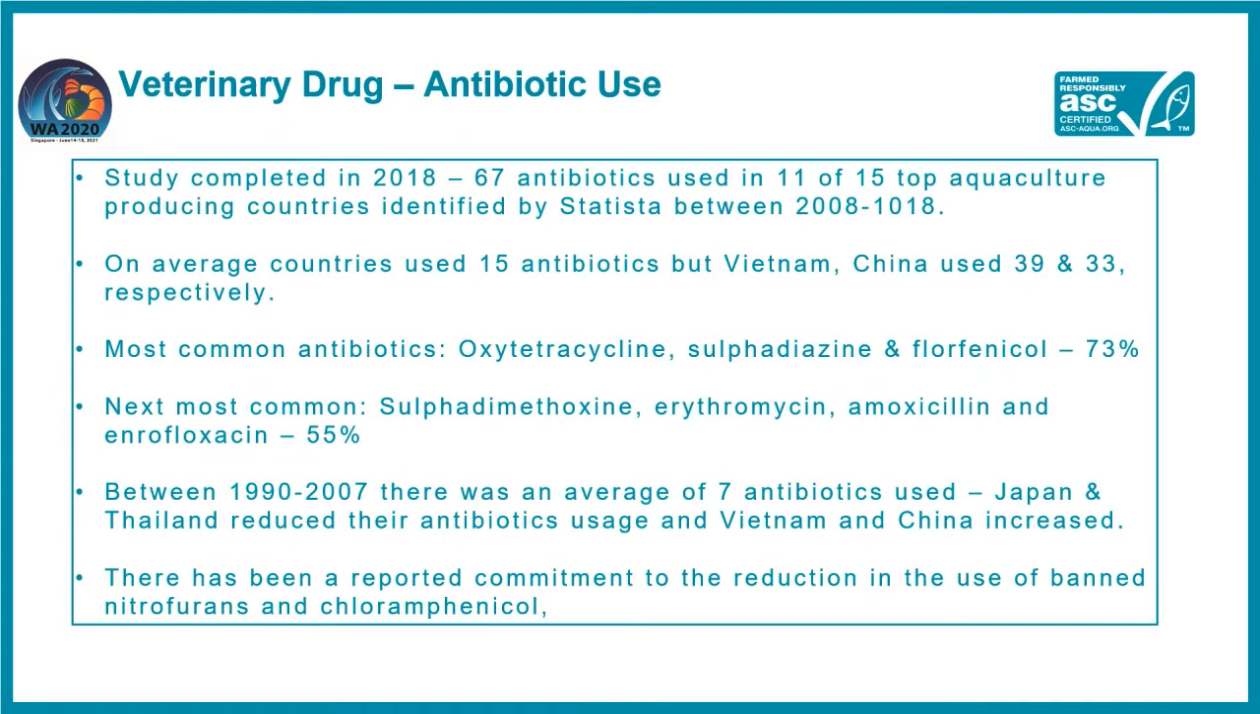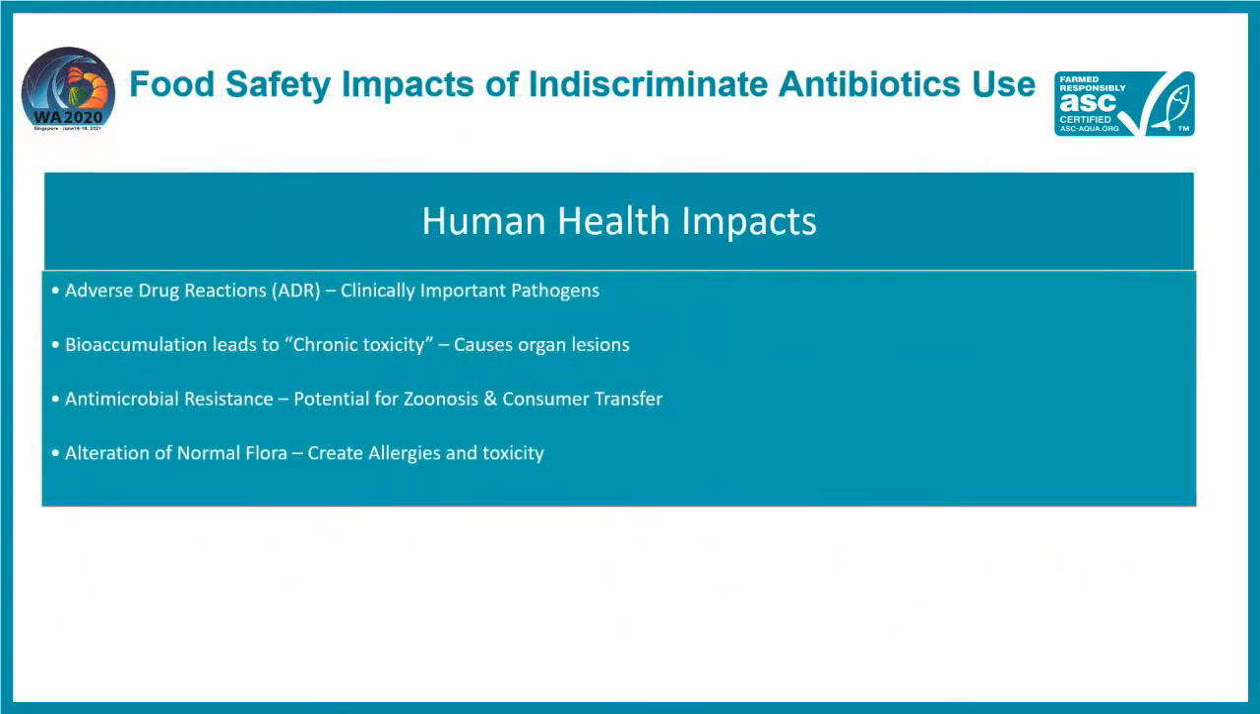While there is a shift toward the restriction of banned antibiotics such as nitrofurans and chloramphenicol, and those deemed by the WHO as critically important for human medicine, penicillins, quinolones, chloramphenicol and nitrofurans are still found regularly in aquaculture products. What is the implication of antibiotic misuse to human health?